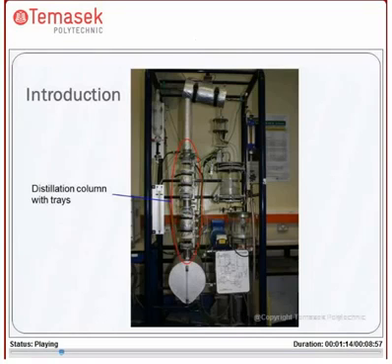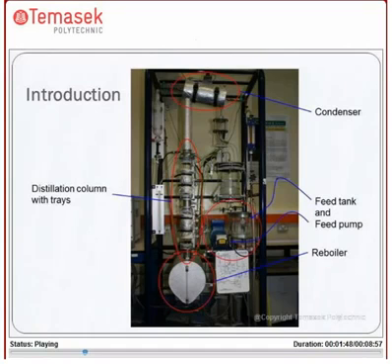Note that a complete fractional distillation unit consists of more than just the distillation column. Clearly, there is the distillation column. In this experiment, we will be using a tray-type column. At the top is the condenser, which condenses the vapors generated. At the bottom is the reboiler, which boils up the liquids to generate the vapors. The feed is stored in a feed tank and is pumped into the column via a feed pump.